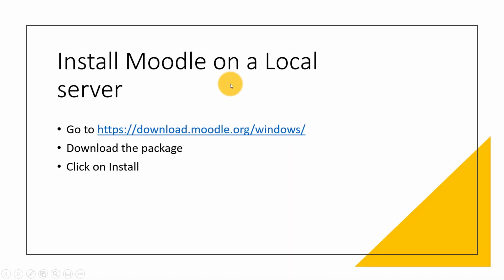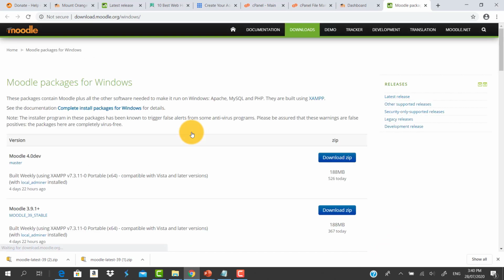All we need to do is to go to download.moodle.org, but this time we go to where it says Windows. I'm using a Windows computer. If you are using a Mac or Linux, it's the same thing. You can have installers that can be very quick to install on the local system. But Moodle has a very good package for Windows, and this URL leads us there.